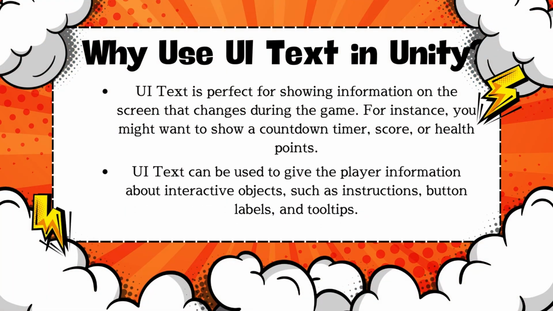Why use UI text in Unity? UI text is perfect for showing information on the screen that changes during the game. For instance, you might want to show a countdown timer, score, or health points. UI text can be used to give the player information about interactive objects, such as instructions, button labels, and tooltips.